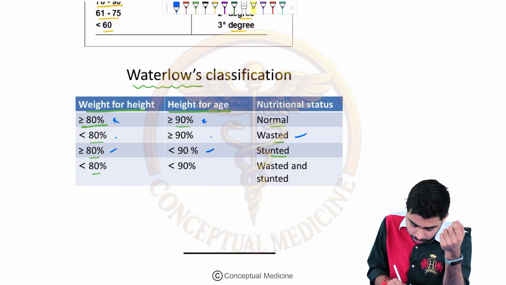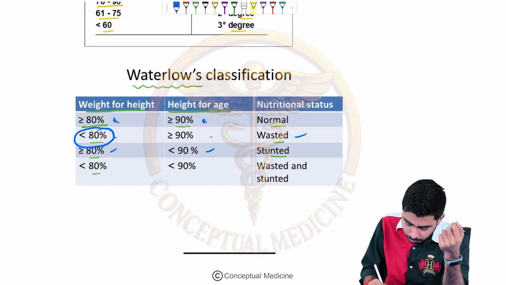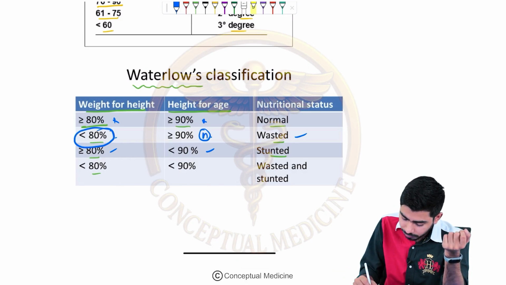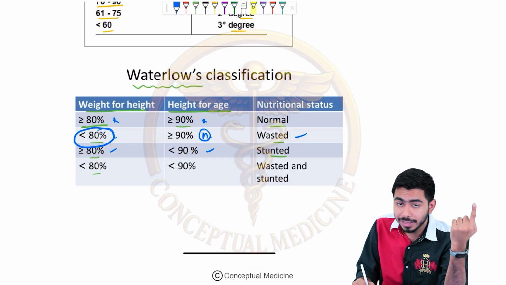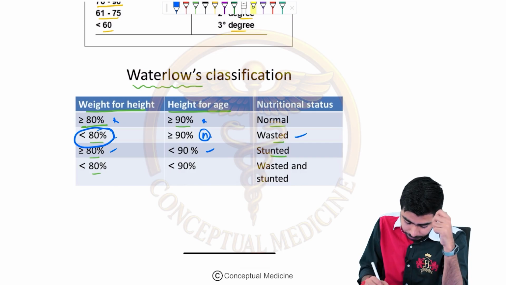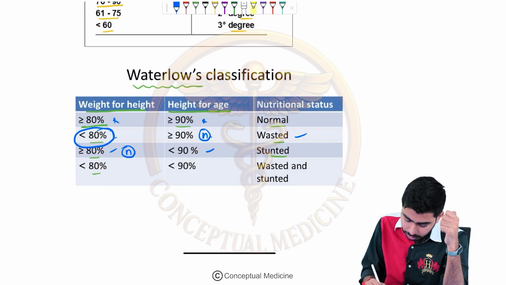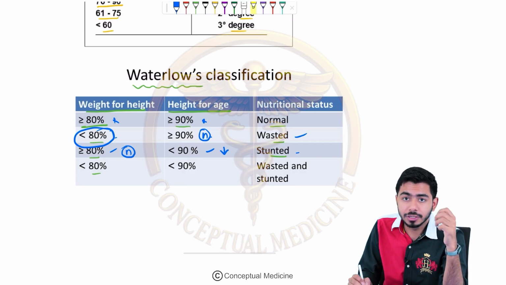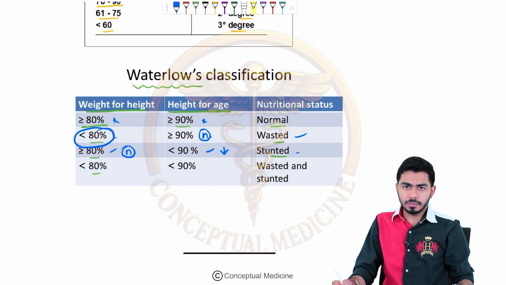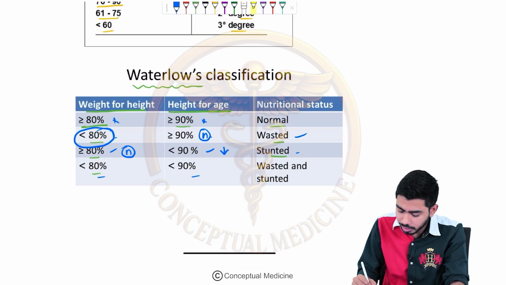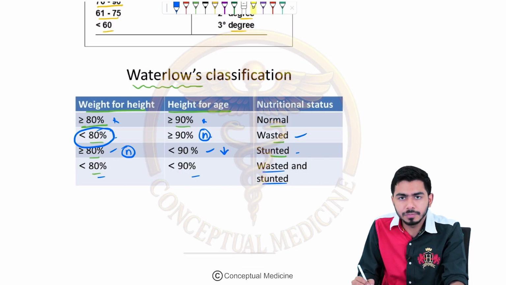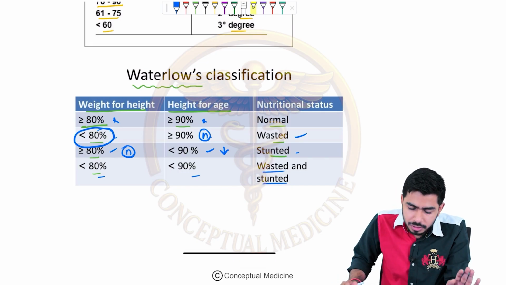For example, you can see the weight is lesser but the height is normal, right? But still we call that wasted, because the weight component is there, weight is less. If the height is less and the weight is normal, then it is called stunted. For the height factor, we call that stunted, right? Simple. If less than 80%, weight is also less, height is also less, then it is called both wasted and stunted, right? I hope everything is clear, right?